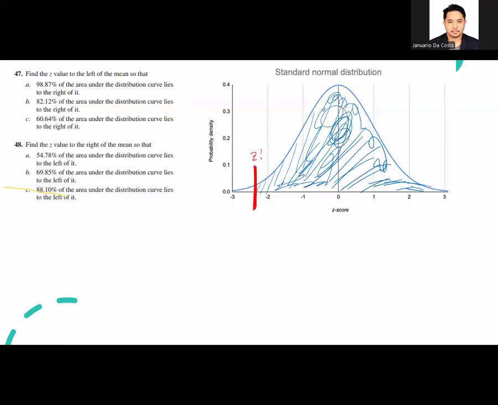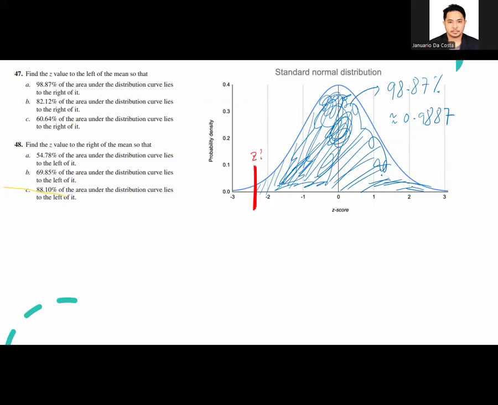This is 98.87, which equals 0.9887. Was it right? Yes, teacher. So that means what is this z value that corresponds to this area over here?